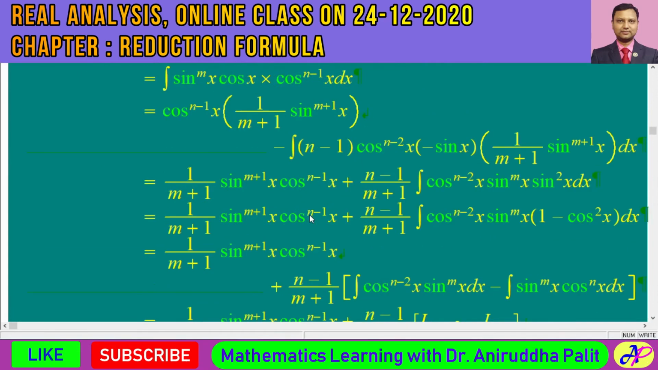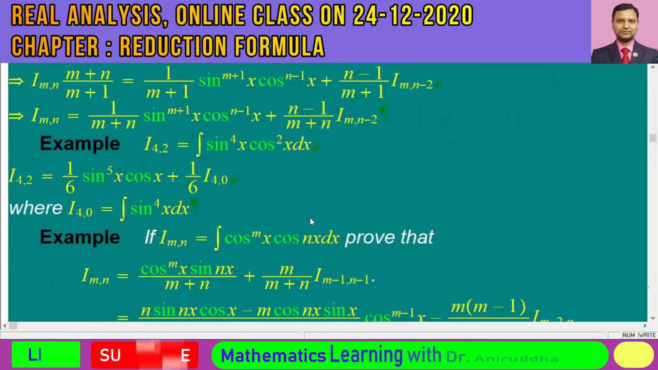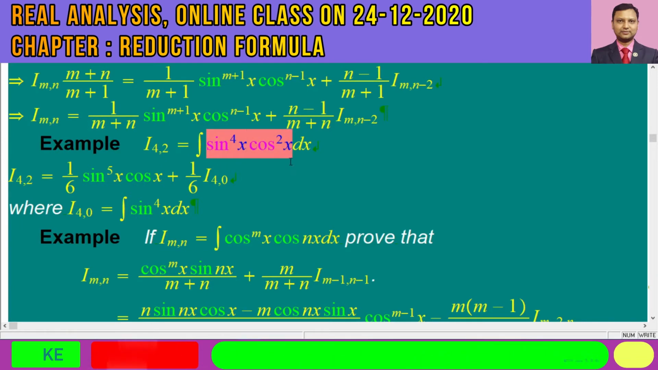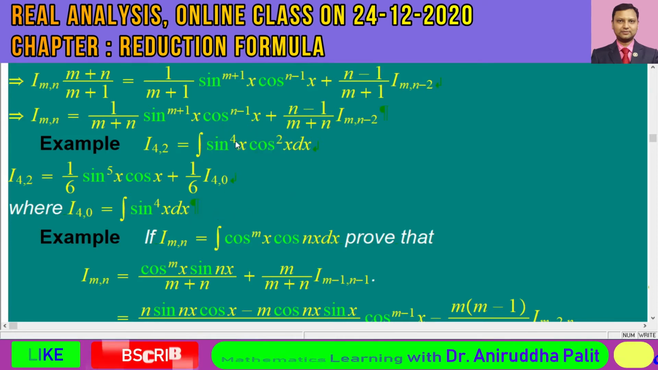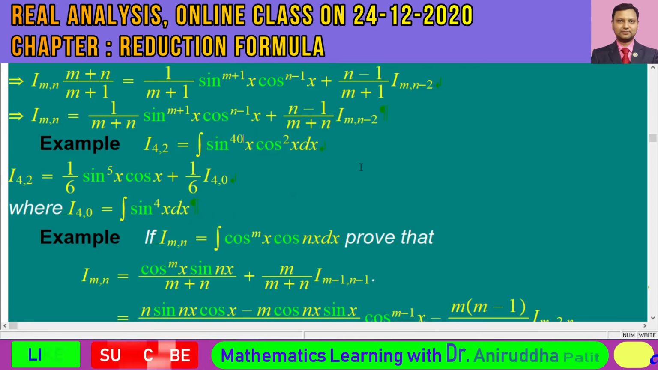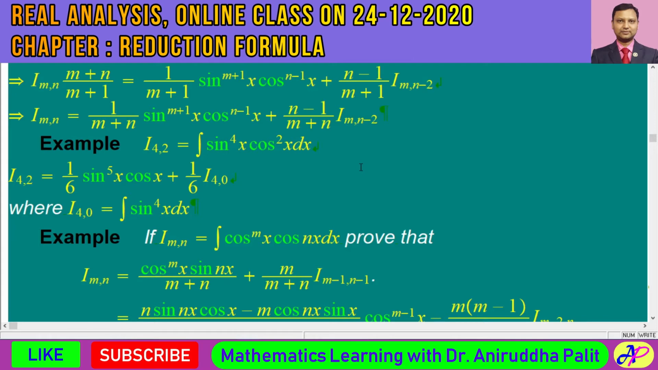in place of computing all this formula, can't we simply convert this kind of expression into multiple angles and then proceed? That is also possible, but that would not be possible if we have certain expression like sine to the power of 40x. So for some small value of this kind of index, maybe sine to the power of 4 or cos square, etc., you can convert these expressions into multiple angles.